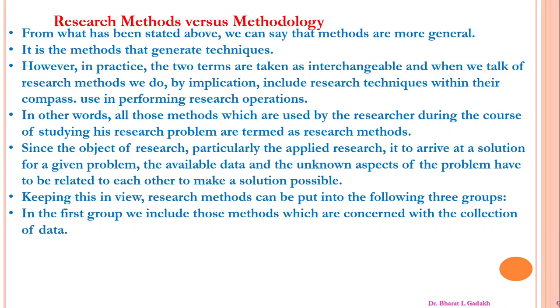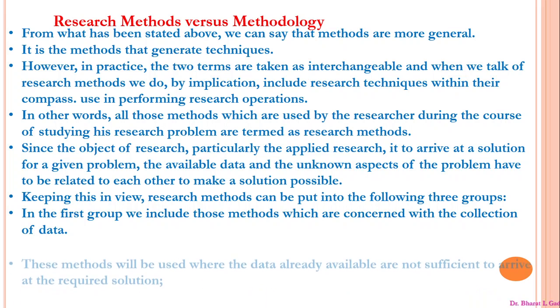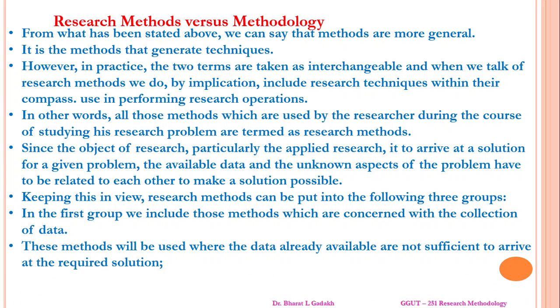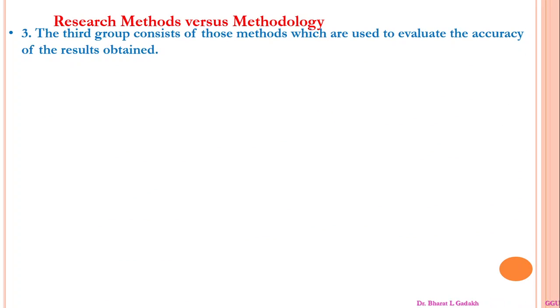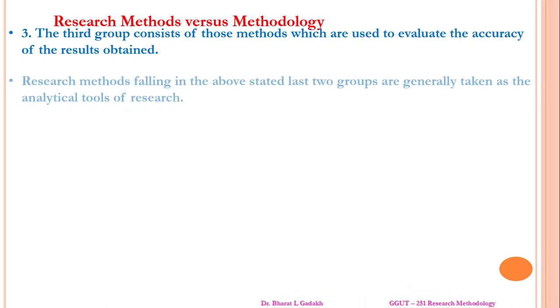The first group includes those methods which are concerned with the collection of data. These methods are used when the data already available are not sufficient to arrive at the required solutions. The second group consists of the statistical techniques which are used for establishing the relationship between the data and the unknown. Now, the third group consists of those methods which are used to evaluate the accuracy of the results obtained.